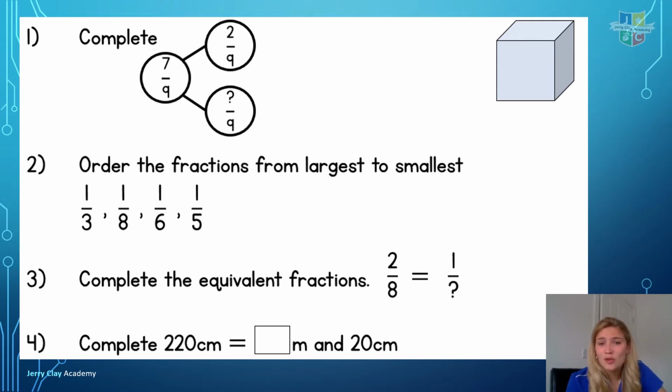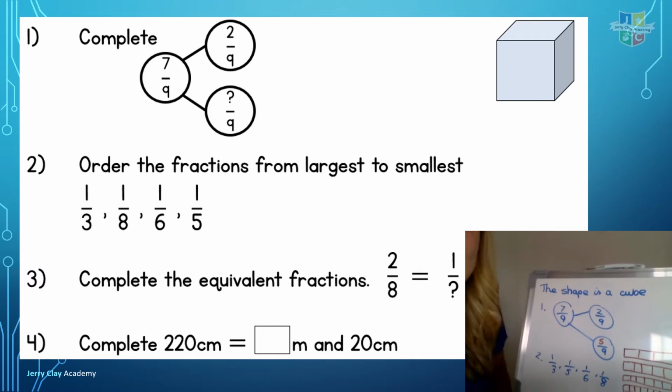Equivalent fractions, so you'll have to see what's happened to the numerator before you can work out what's going to happen to the denominator. And for number 4, complete the sentence. 220 centimetres is something metres and 20 centimetres. Once you've had a go at that, press play and we'll see if you've got your answers correct.